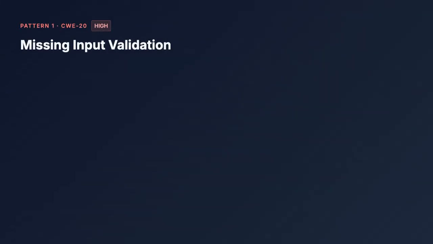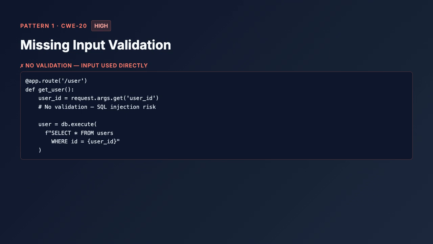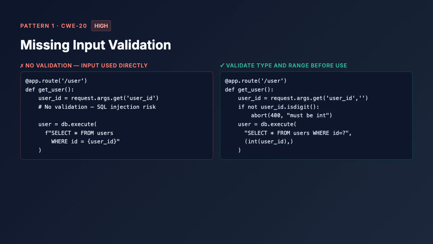Pattern 1, missing input validation. AI generates functions that accept user-supplied values and use them directly, without checking whether they are valid. In the vulnerable code, the endpoint takes a user ID from the request and plugs it straight into a database query. Nothing stops that value from being empty, negative, or a SQL fragment. The fix validates that the input is a positive integer before using it and uses a parameterized query to prevent injection.